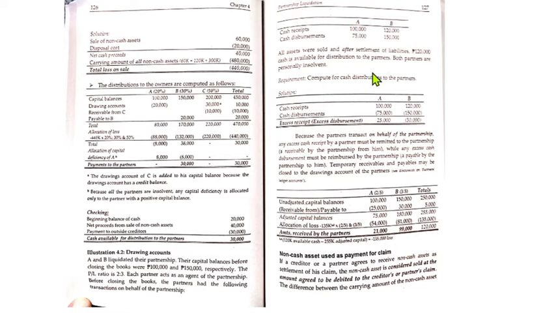Both partners are personally insolvent, okay? Requirement is to compute for the cash distributions to the partners. So before we compute for the cash distributions, let us analyze itong ibinigay na cash receipts and cash disbursements. Sir, para saan ba itong binibigay na details on cash receipts and disbursements?